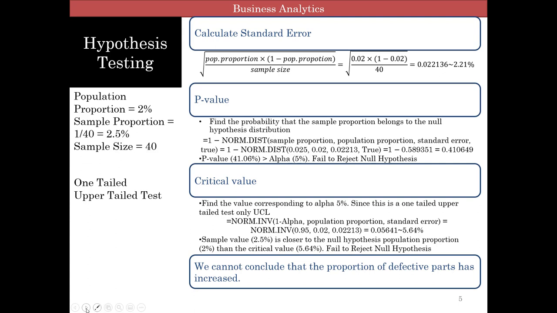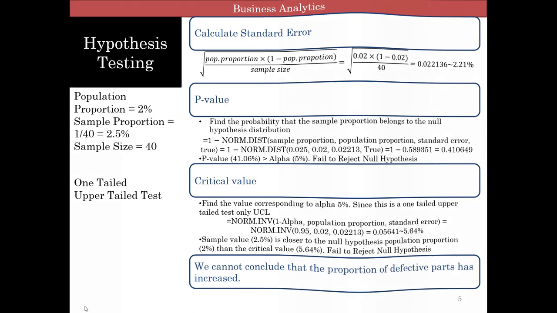So you cannot conclude that the proportion of defective parts has increased. The reason this is 2.5% is only because of sampling error. And so you pass the batch. You don't say that this supplier's errors have increased.